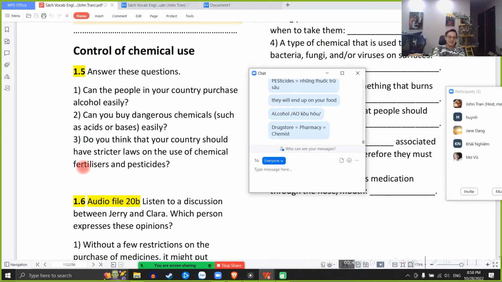So what do you think, Nghiêm? Can the people in your country purchase alcohol easily? Yes, everyone from any age can. Everyone from any age, tuổi nào cũng được, any age.